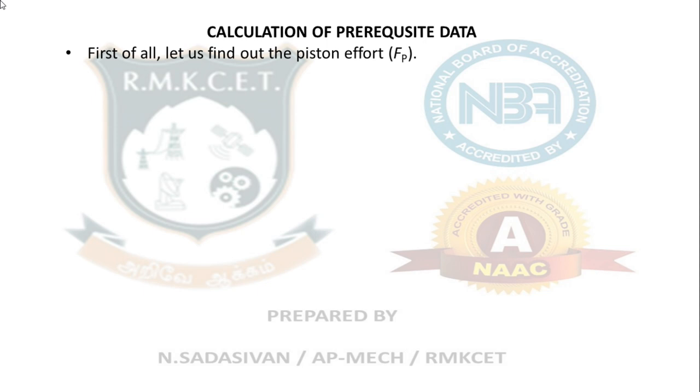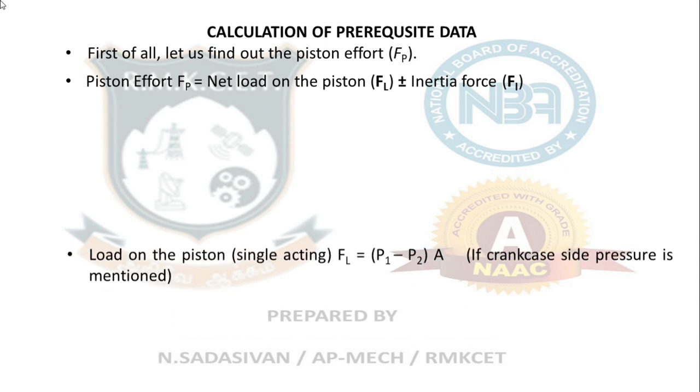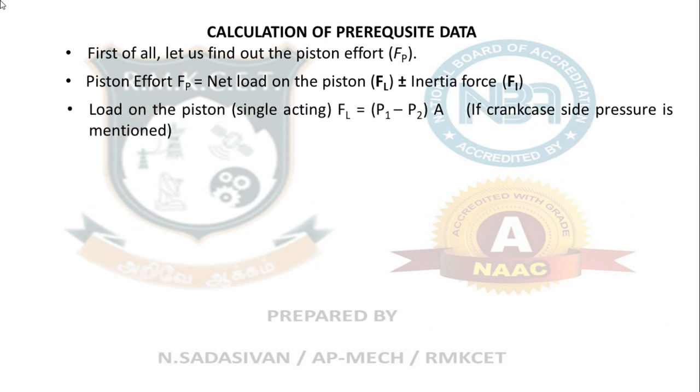So first let us find out the piston effort. The formula for piston effort for a horizontal engine: net load on the piston Fl plus or minus inertia force. The plus or minus W will not come here because it will come only for a vertical engine, and friction forces are not given in the question. Therefore the formula becomes smaller, the last two components vanish, and the formula is Fp equals Fl plus or minus Fi. Okay, so first we have to find Fl.